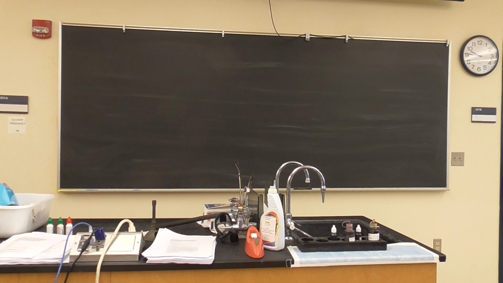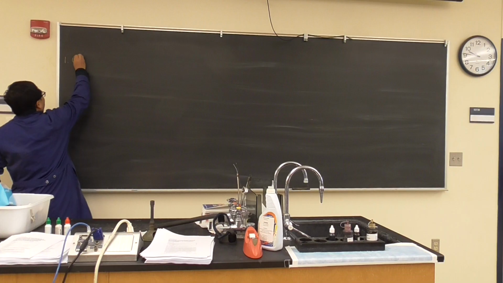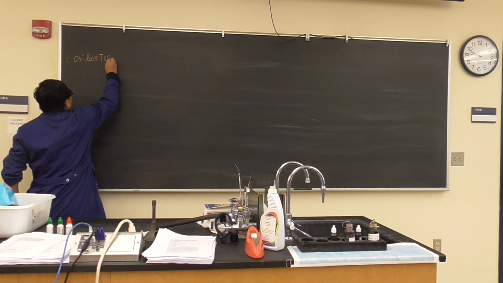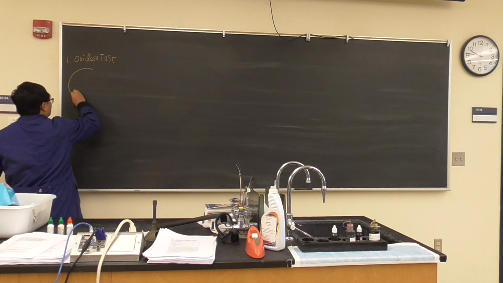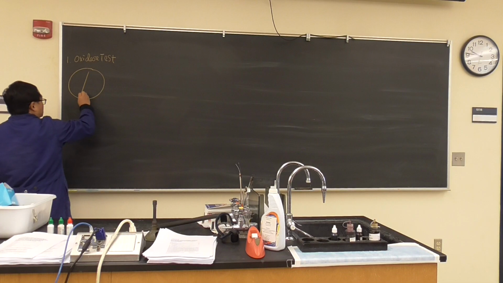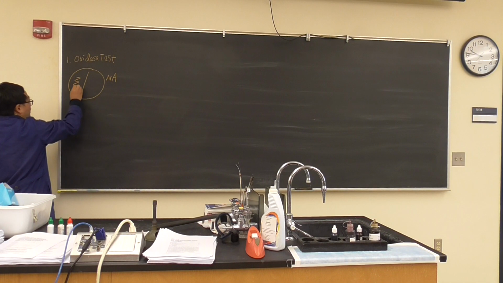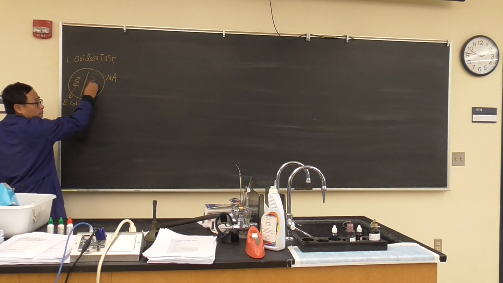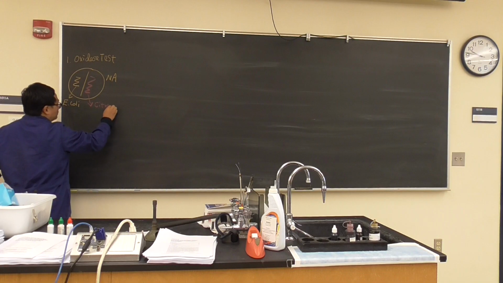Okay, so let's do the test. The first one, do the review, is the oxidase test. So remember what you did for the oxidase test. We have a nutrient agar. We split it into two. On the left side we inoculate E. coli. On the right side, we inoculated Citrobacter.